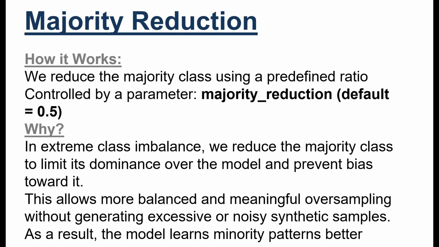Step 1. Majority reduction. The first step is to reduce the size of the majority class using a controlled ratio. By default, we keep 50% of the majority samples. Why do we do this? In extreme imbalance scenarios, the majority class is so dominant that even oversampling the minority class doesn't fully fix the bias. By reducing the majority, we create a more level playing field for the model without generating excessive or noisy synthetic minority samples. The model then has a better chance of actually learning the minority class patterns.